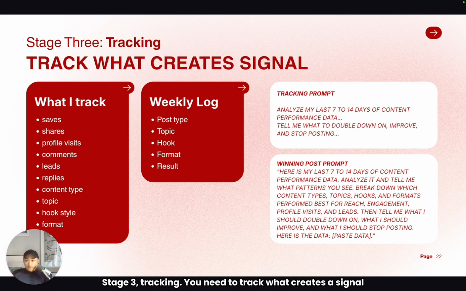Stage 3, tracking. You need to track what creates a signal. And what I track is saves, shares, profile visits, comments, leads, replies, content type, topics, hook style, format. And every single week I'll sit down with the team and analyze it. But you can use Claude to analyze it with you. And from there, you double down. Okay, cool. What worked? What did not work? What will I avoid? What will I double down on? So that is what you really want.